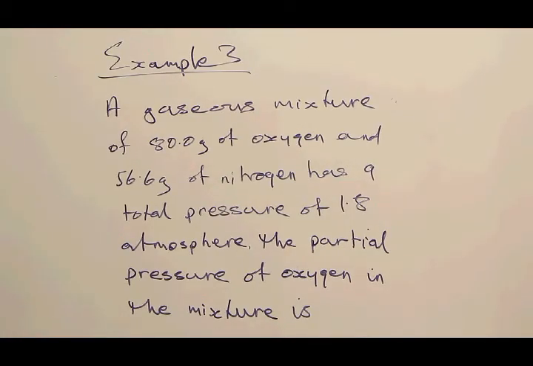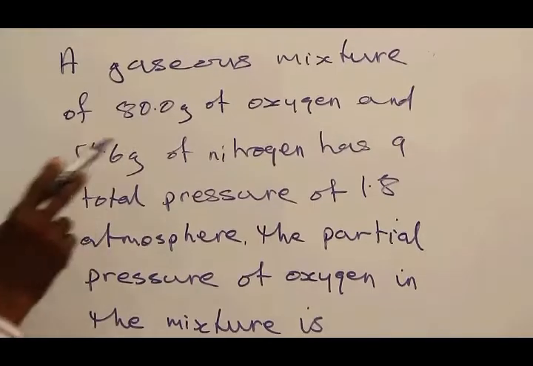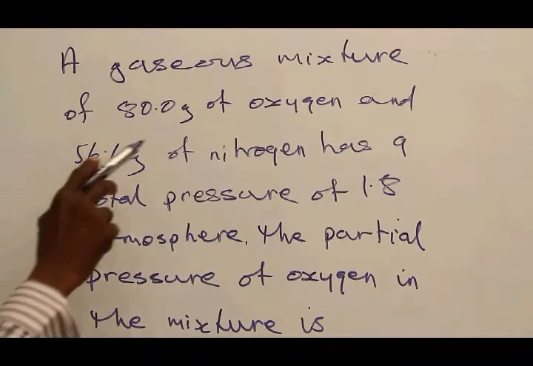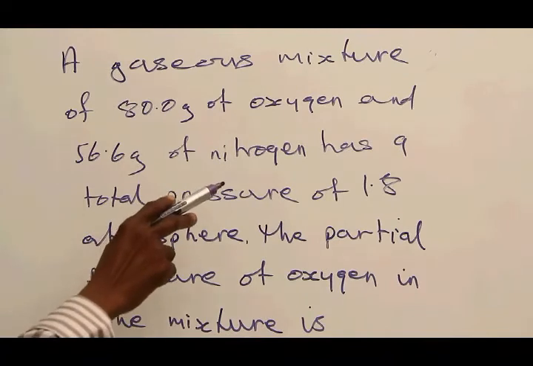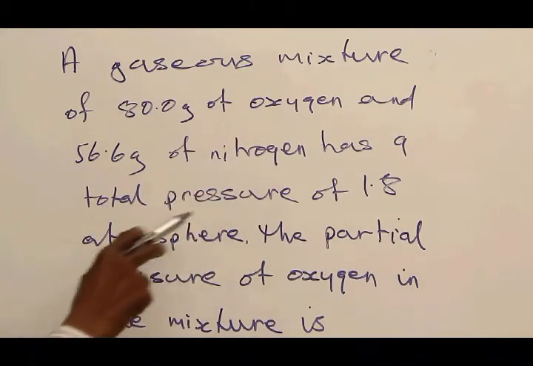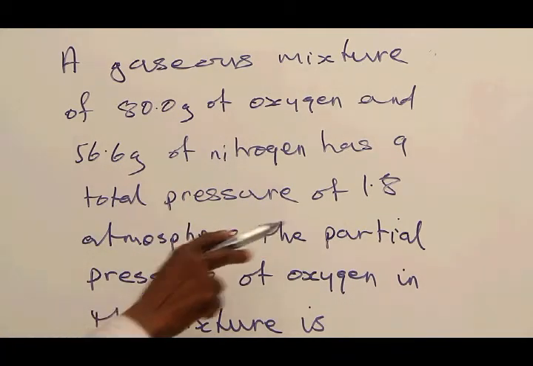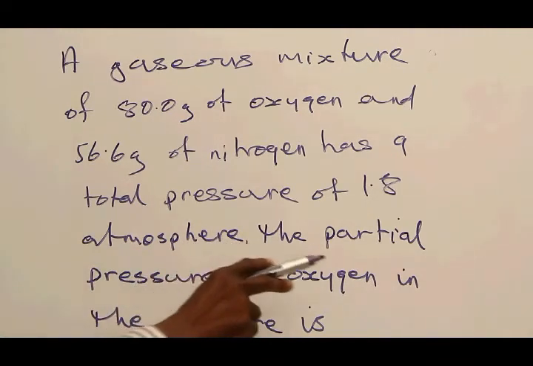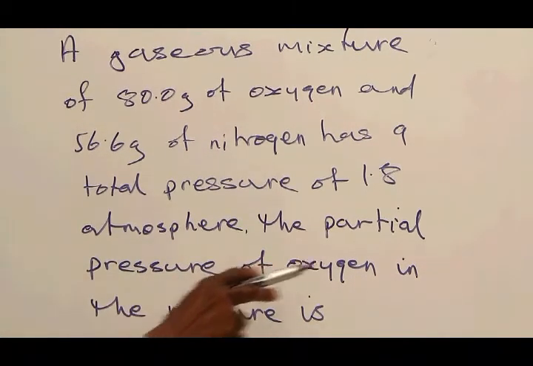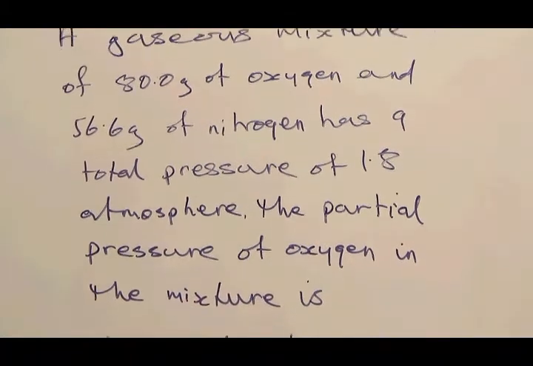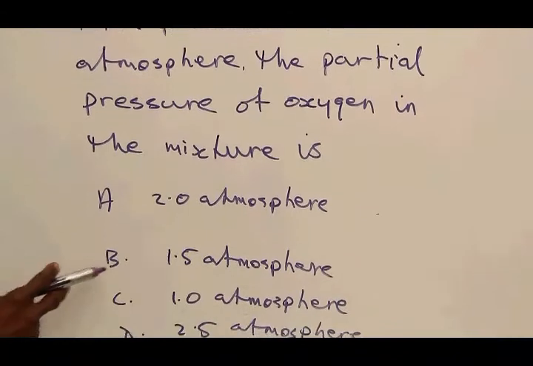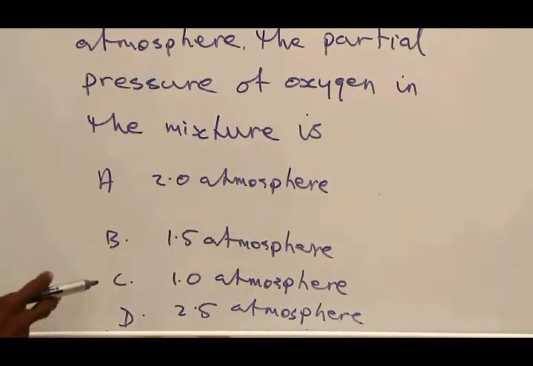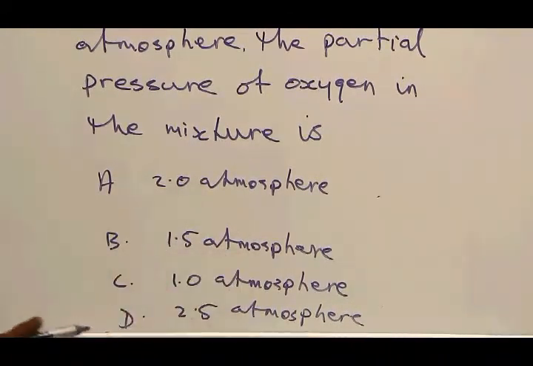Example 3. A gaseous mixture of 8.0 grams of oxygen and 56.6 grams of nitrogen has a total pressure of 1.8 atmospheres. The partial pressure of oxygen in the mixture is, the options are A, 2.0 atmospheres, B, 1.5 atmospheres, C, 1.0 atmosphere, and D, 2.5 atmospheres.